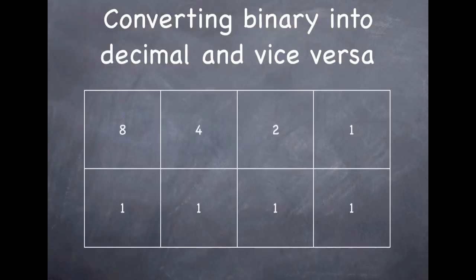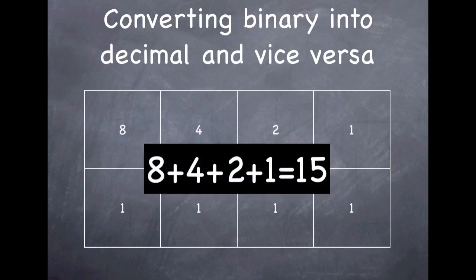If I wanted to convert a binary number into decimal, I first write out the column values and put the number underneath. So the binary number 1111 in decimal is 15. I just add up all the columns with a 1 in them. So for example, 1011 would be 8 plus 2 plus 1, which is 11.